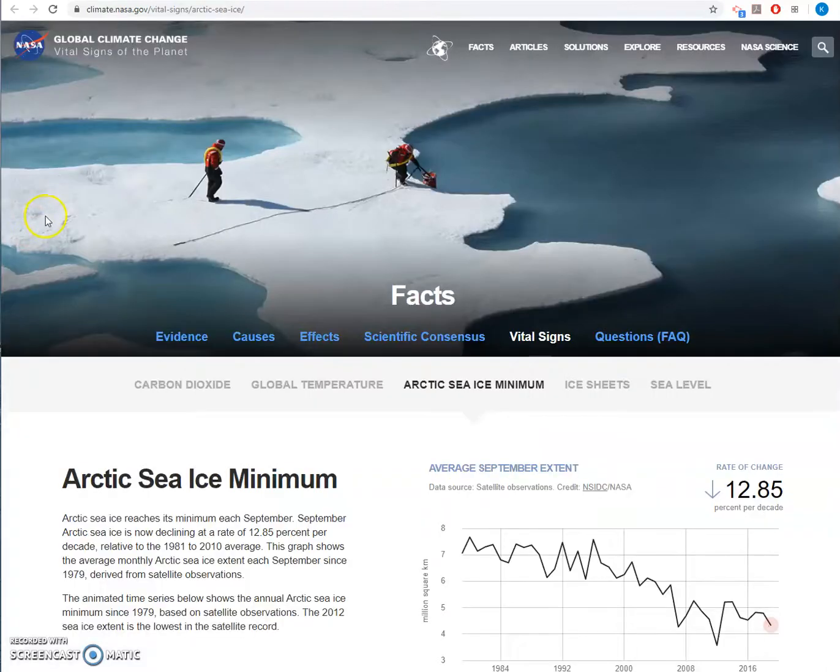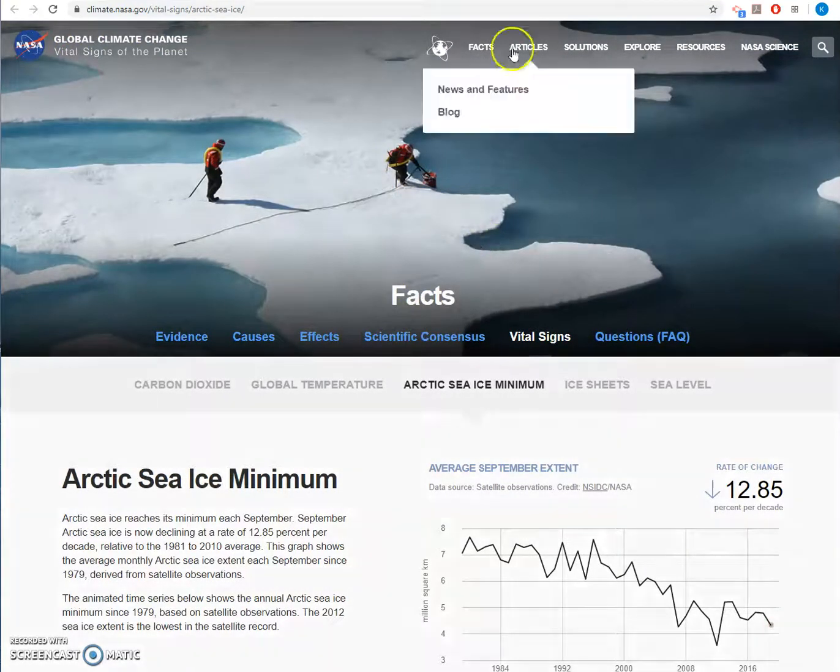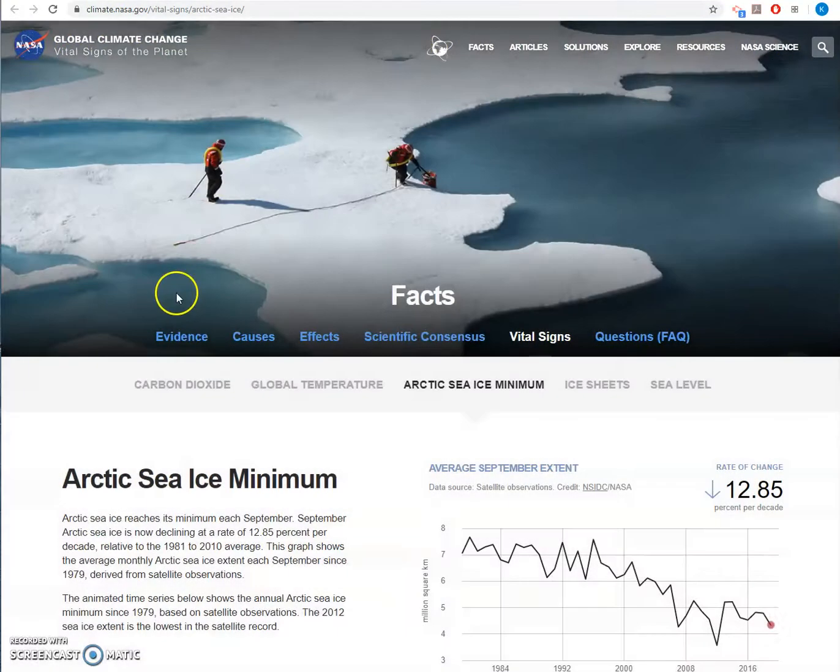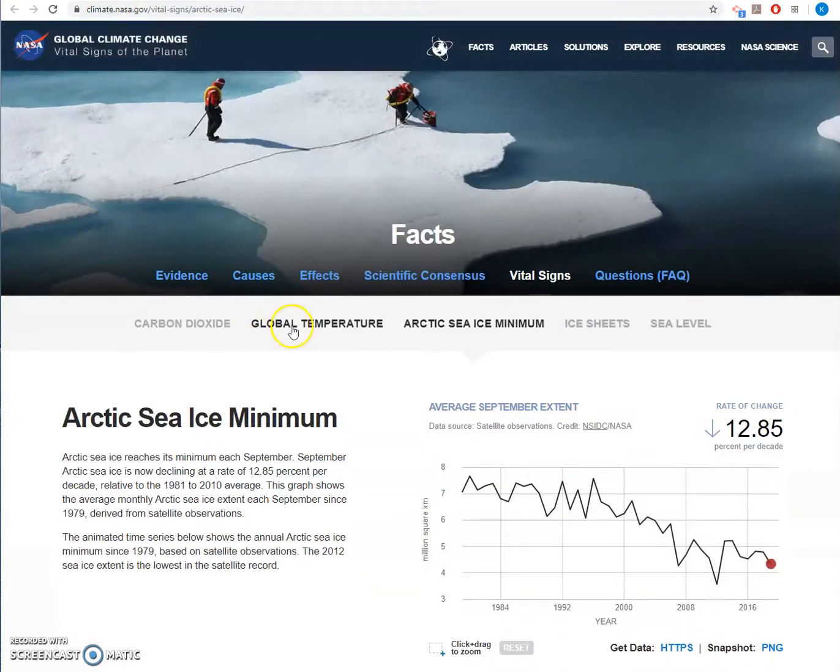Here we go. First site, NASA's climate science page is a really good place for any information related to climate change. We've got a big list of all these things. Really, lots of really good stuff. If you want to explore more about climate change, you can look into all the different topics. We've got CO2, temperature, Arctic sea ice, ice sheets, sea level, evidence, causes, effects, consensus, questions. We're currently on the vital signs page.